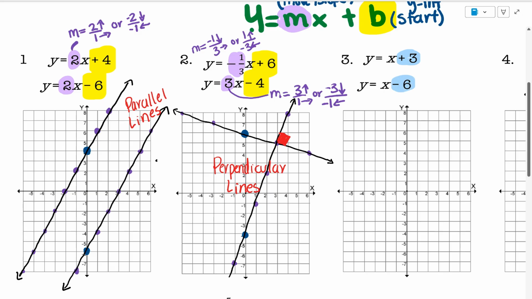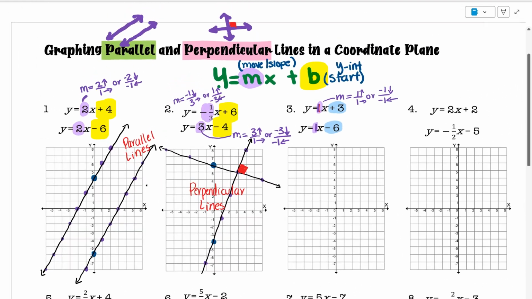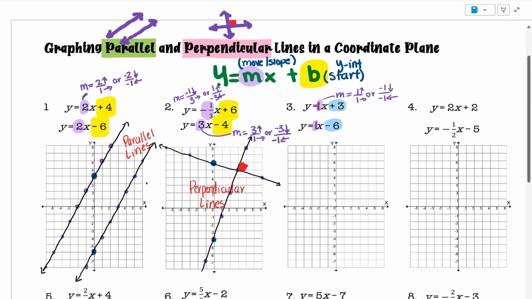All right, for the second one, we'll get you started. Our slope here, we don't see a number before our x, which means the slope is going to be 1. When you are trying to see how you're going to move, just put the 1 over 1 to make it a fraction. Then we'll get our movement: up 1 to the right 1, or down 1 to the left 1. And this is how we graph equations in this form and how we determine if they're parallel or perpendicular.